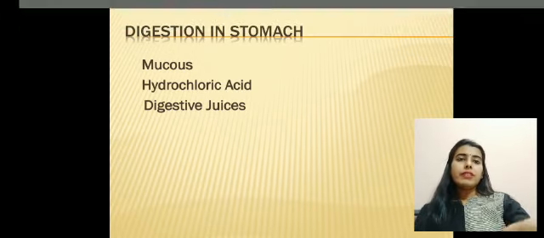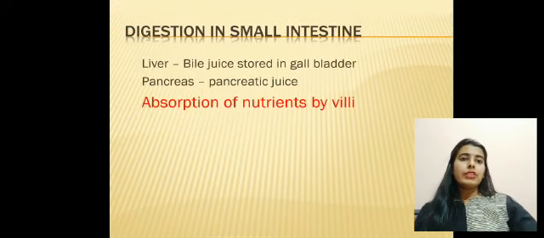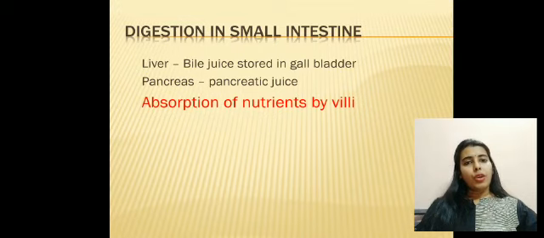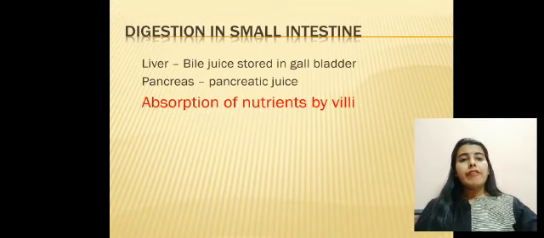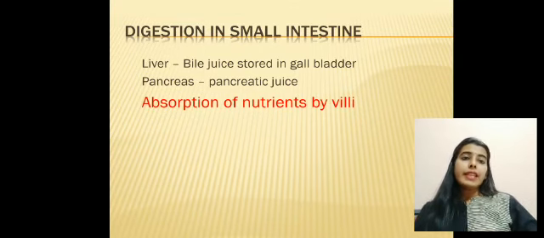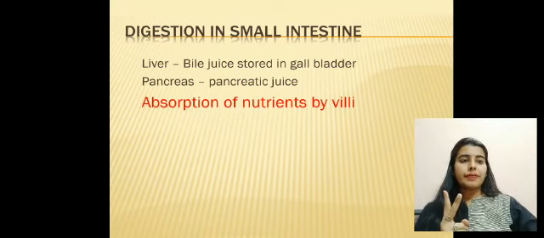Now next, the food from the stomach is going to enter into the small intestine. What is the role of the small intestine? The small intestine is a part of the digestive system which will help in digestion and also absorption. So first, if I take digestion, in the small intestine the juices are secreted from two glands. One is the liver and one is the pancreas.